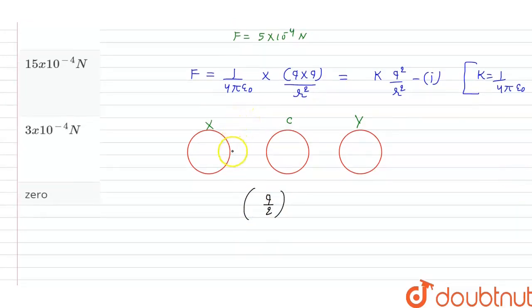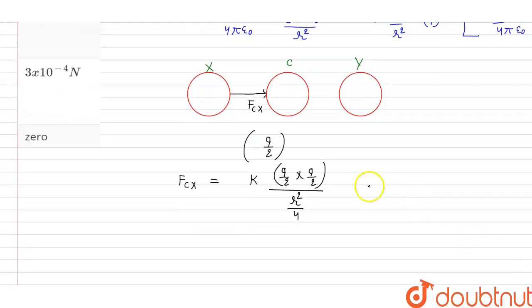Now calculating force on sphere C due to sphere x, taking F Cx. F Cx is equal to k into charges q by 2 into q by 2 divided by distance, which is also reduced, r square by 4, which is equal to k into q square divided by r square, taking this equation as second equation.